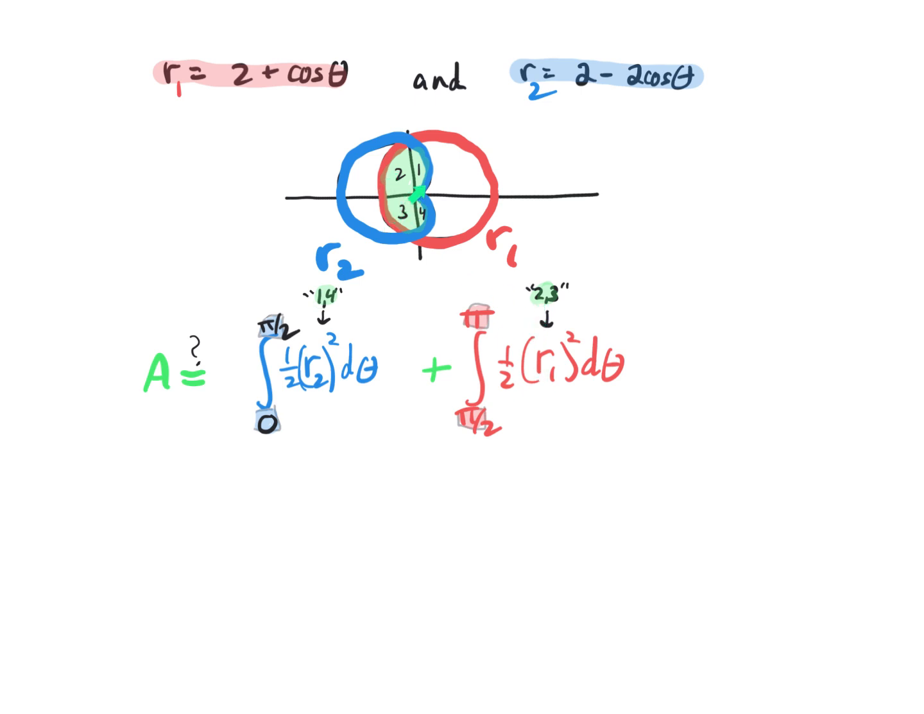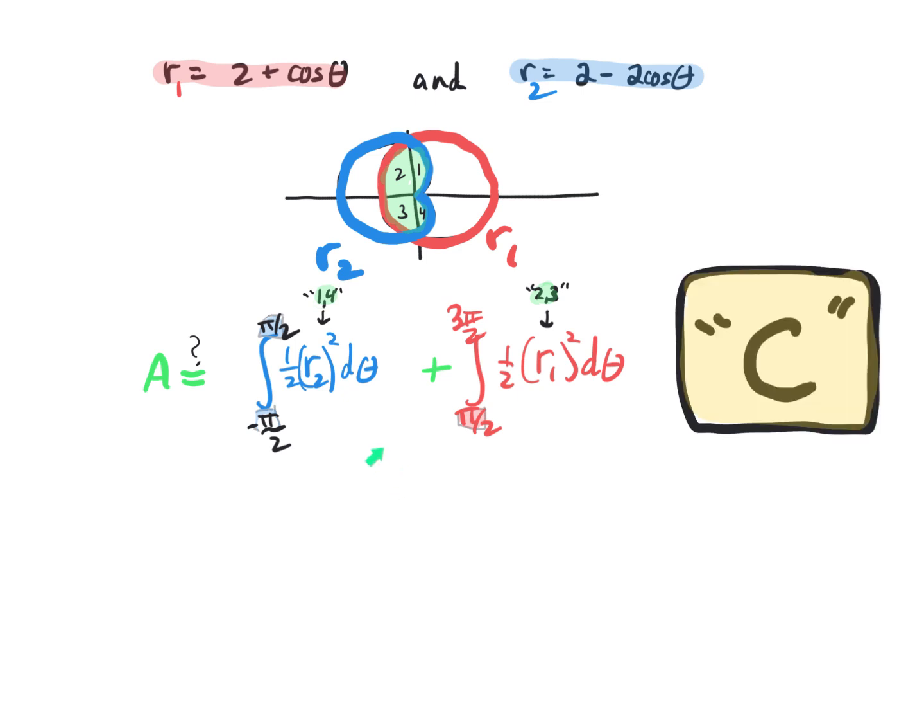So instead of going from 0 to pi over 2, we're going to go from negative pi over 2 to pi over 2. And instead of going from pi over 2 to pi, we're going to go from pi over 2 to 3 pi over 2 for the red curve. And now we can clearly see that this is answer choice C.